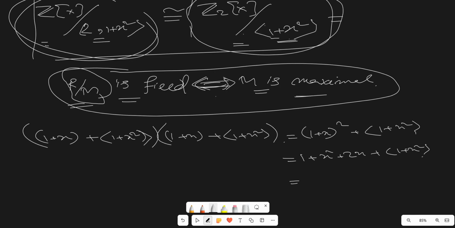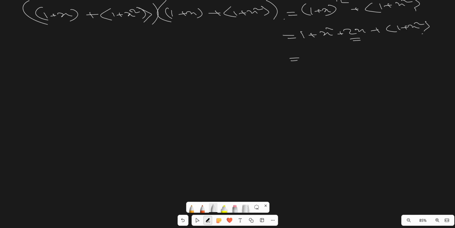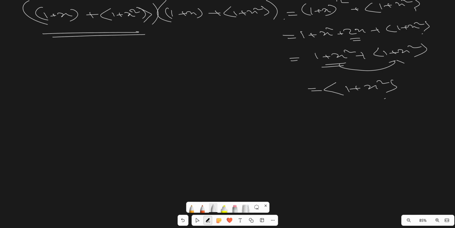So you are in z2x, because you are analyzing only this, and this and this are isomorphic. If you can show this for this, then you can of course show it for that. So this structure I am analyzing, in z2x this 2x is equivalent to 0, so 1 plus x square plus the ideal generated by 1 plus x square. So this element is already lying inside the ideal, so this is actually nothing but 1 plus x square, so I am getting the 0 element, right?